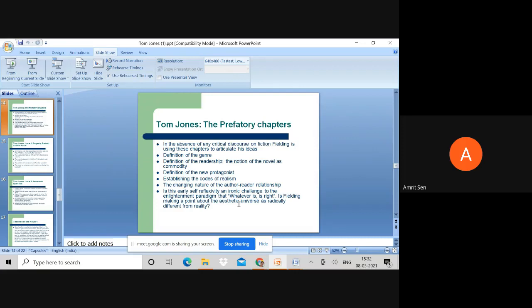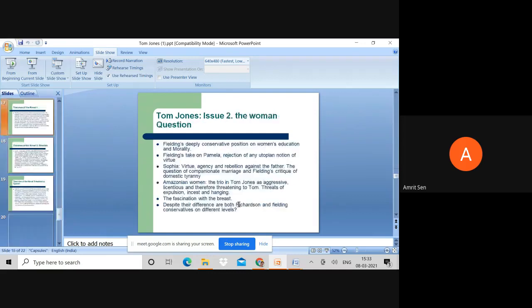The definition of the readership and the notion of the novel as a commodity. I will come to these points by and by. The definition of the new protagonist, which we just saw. Why is the unheroic hero necessary, and what does he mean by the unheroic hero? Establishing the codes of realism, and the changing nature of the author-reader relationship. Right? So, let me come to these points one by one.